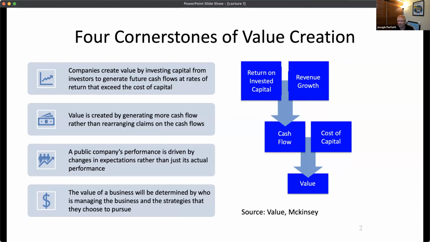Return on invested capital is a 1-year IRR. It's just what's our return on investment this year. Cost of capital, also known as hurdle rate, also known as WACC, is basically an expected return. It's an opportunity cost based on the risk that a company takes.